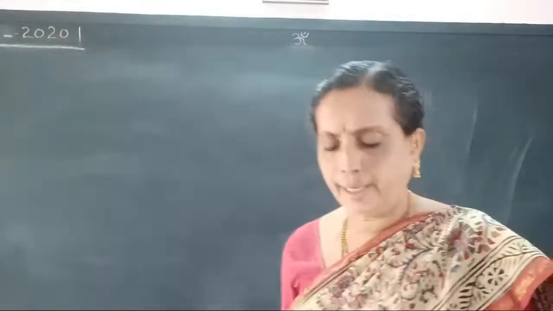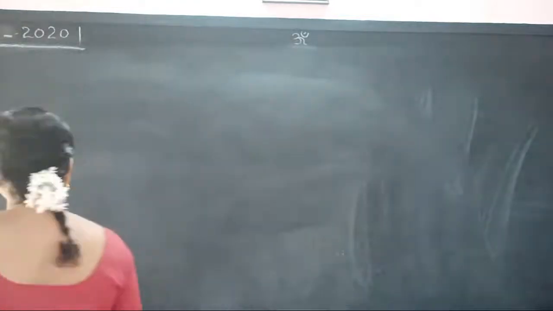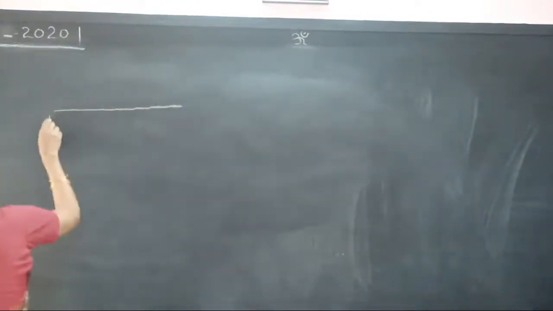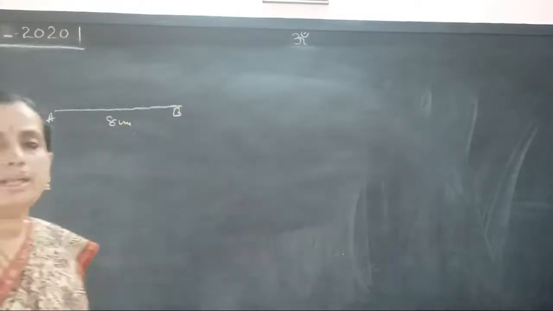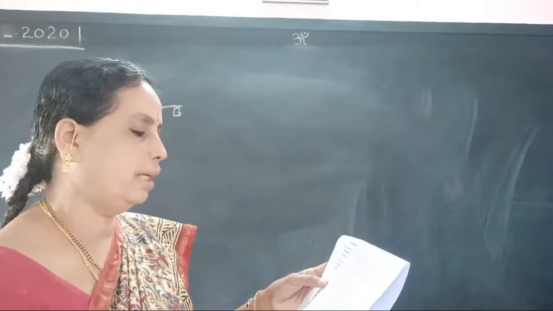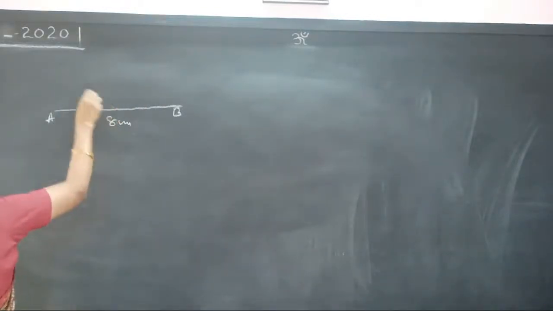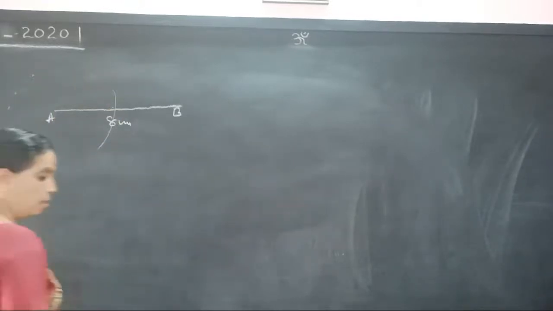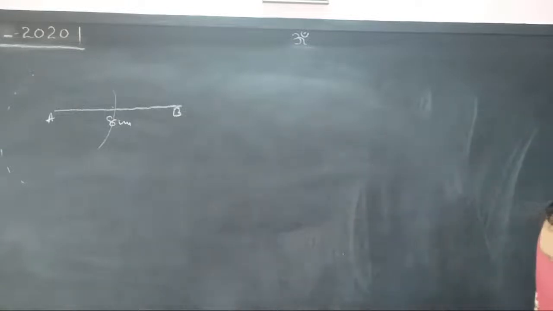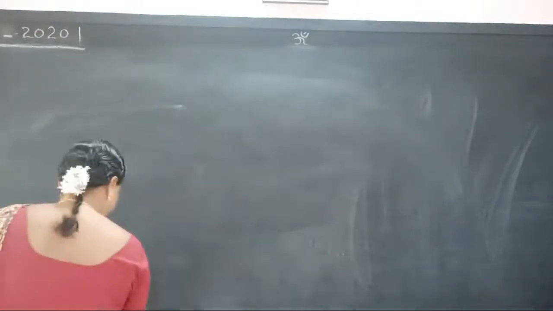Question number 8. First I will show you the rough sketch. Draw a line segment AB of length 8 centimeter. This is the rough sketch I am showing. Draw a line segment AB of length 8 centimeter. Taking A as center, draw a circle of radius 4 centimeter. Taking B as center, draw a circle of radius 3 centimeter.